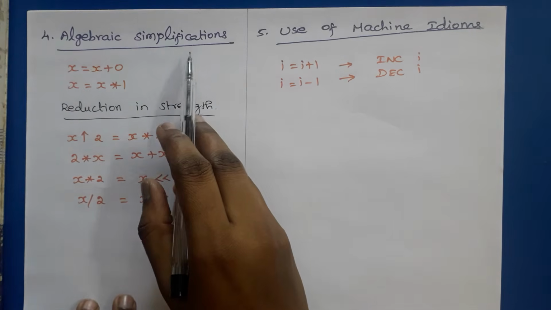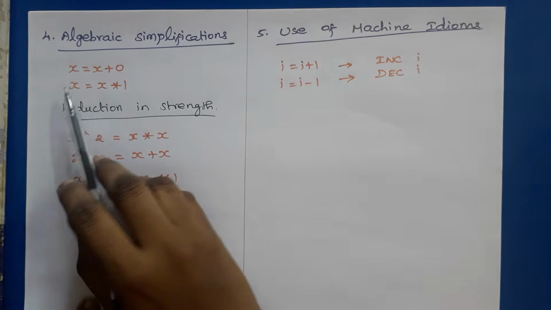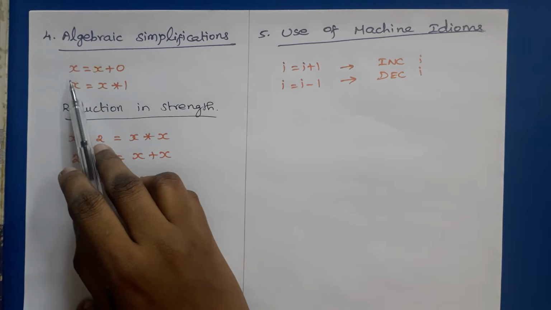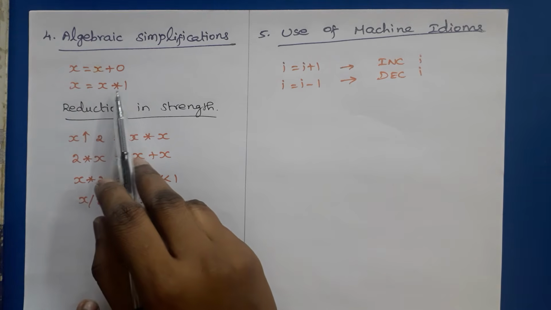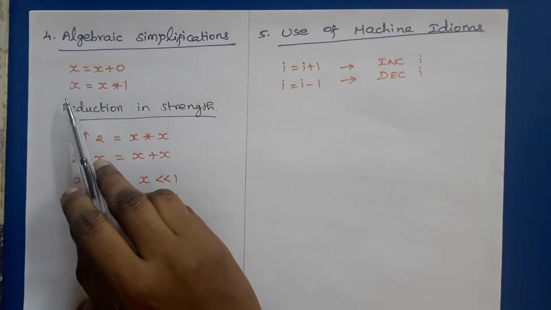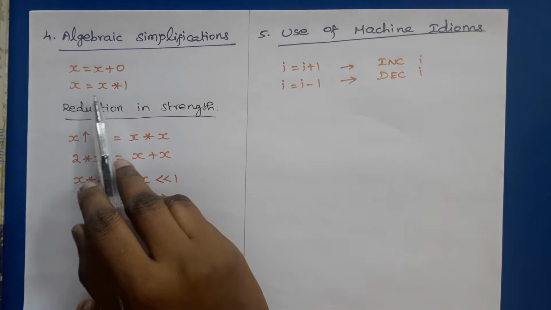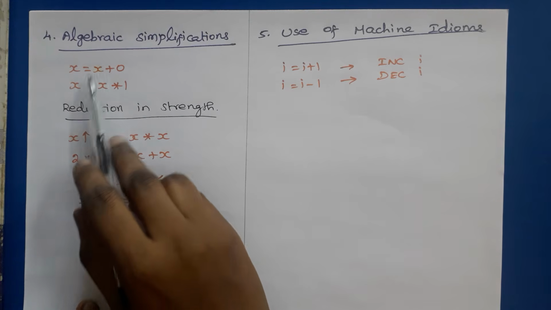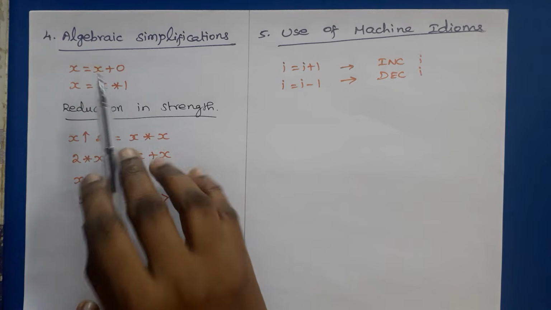Next one is algebraic simplifications. There are several algebraic simplifications. Some examples are given here. Here x equals x plus 0 and x equals x star 1. In these two statements, the value of x is not changed, right? 0 is added to x and 1 is multiplied with the value of x. So these operations will not change the value of x. So these statements must be removed.